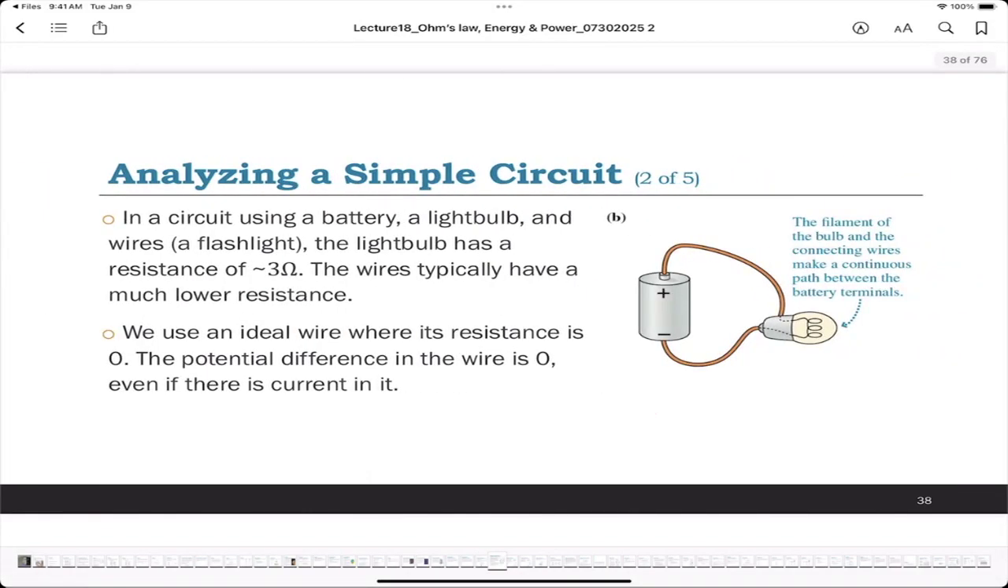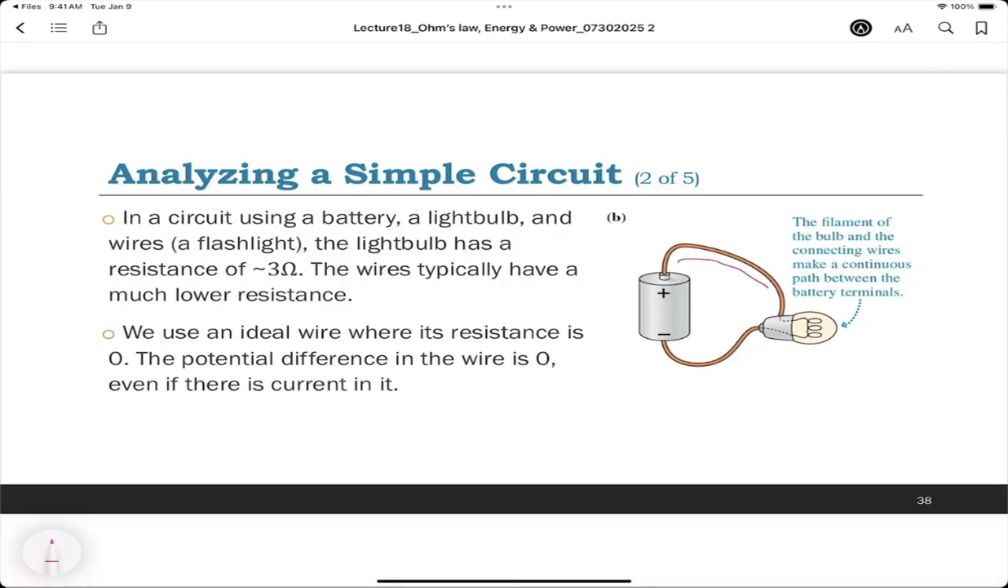In a circuit using a battery, a light bulb, and wires, like a flashlight, the light bulb has a resistance of around 3 ohms. The wires typically have a much lower resistance, so we can usually ignore the wire's resistance. We use an ideal wire where its resistance is zero. The potential difference in the wire is zero because the resistance is zero, even if there is current in it. We just consider the resistance as zero.